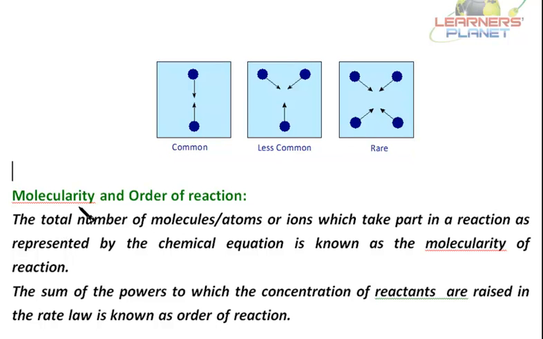Now, molecularity and order of reaction, what is the difference? The total number of molecules or atoms or ions which take part in a reaction as represented by the chemical equation is known as the molecularity. Simple, it is the number of atoms or molecules or ions represented by a chemical equation. So you can tell the molecularity of a reaction just by seeing a balanced chemical equation. But it is not possible to predict the order of the reaction. Order of the reaction is determined experimentally.